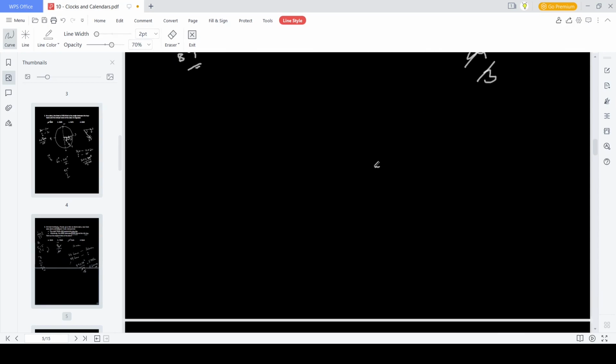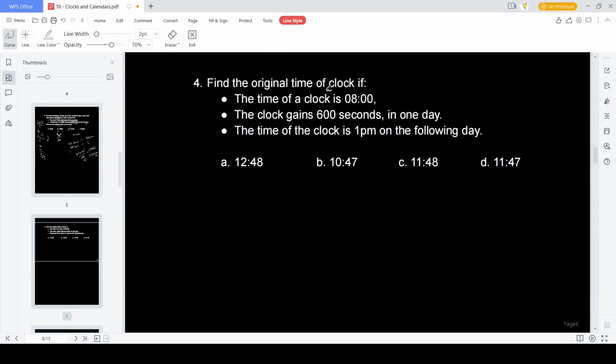That's it. Next question. Find the original time of a clock if the time is 8 a.m. now, the clock gains 600 seconds in one day, and the next day the time is shown as 1 p.m. So in one day it gains 600 seconds, that is nothing but 10 minutes. So in 24 hours it gains 10 minutes.